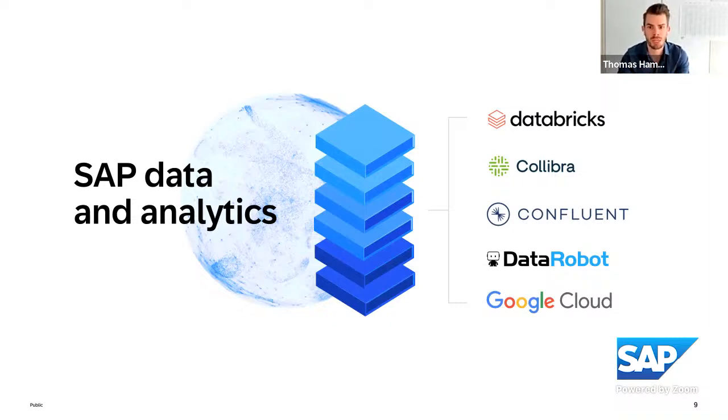That's our general strategy, but we specifically enrich our data ecosystem with a collaboration with other vendors in the market. We will see more details on that once we talk about SAP Datasphere, the open data ecosystem. But here on the slide, you can see the partners already illustrated with Databricks, Collibra, Confluent, DataRobot, and Google Cloud.